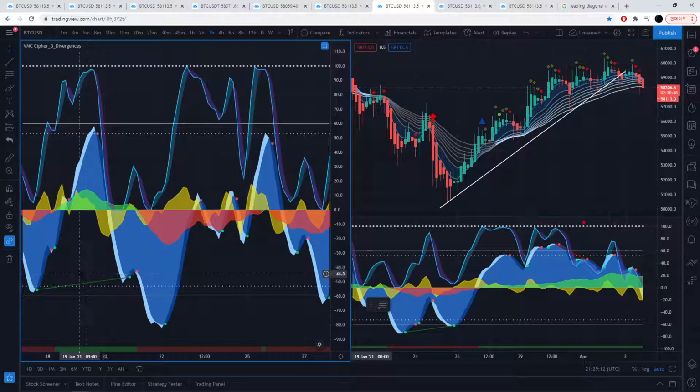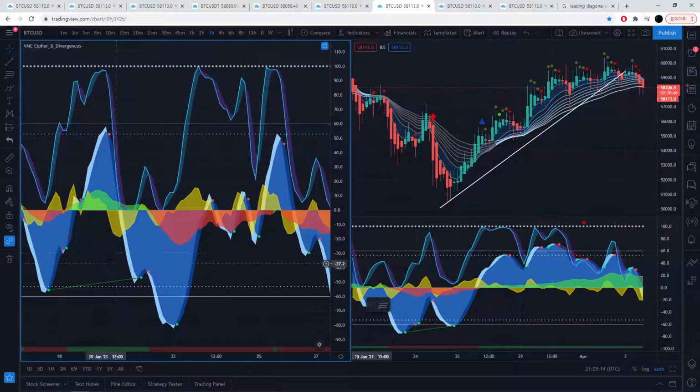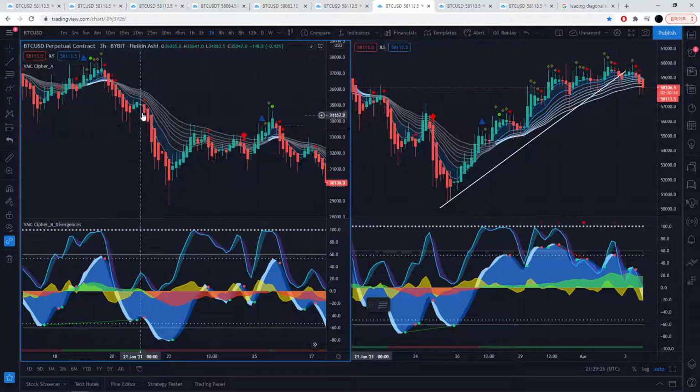Okay, let's try to find a short. That looks like a good short to me right here. The money flow is going out, the yellow line is going down, and there is also a bump going down. So I would probably have gone short right here, and so on.